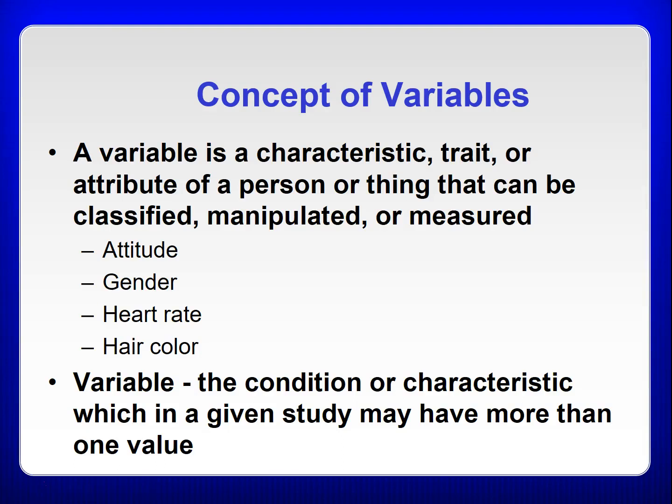A variable is a characteristic, trait, or attribute of a person or thing that can be classified, manipulated, or measured. It can be attitude, gender, heart rate, and hair color. Please note that a variable refers to the condition or characteristic which in a given study may have more than one value.